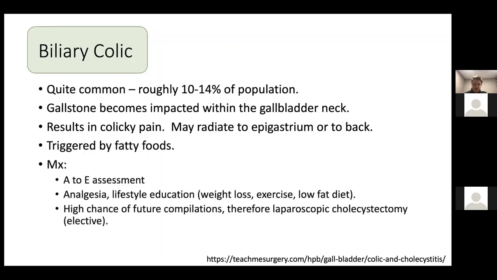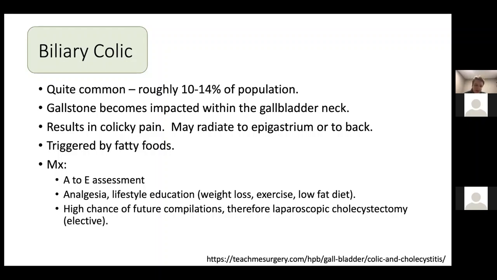So management of biliary colic, of course, you do a full A to E assessment, investigate them, which I'll come on to later, what orders you do. But basically analgesia at this point, so start off with simple things and then work your way up the WHO analgesic ladder. Lifestyle education, so it's important to lose weight, exercise, and if fatty foods are a trigger, try and limit them.